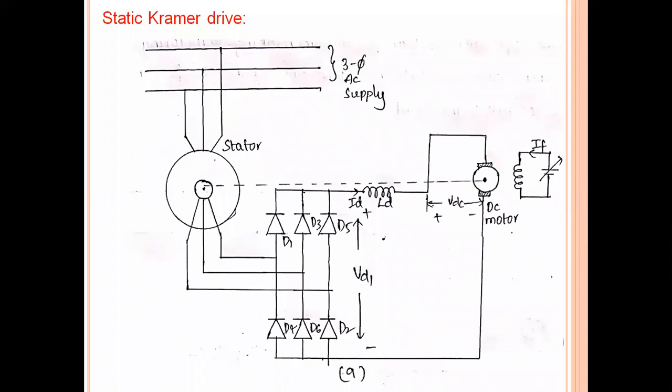Static Kramer drive. So you can see this is the circuit configuration of a static Kramer drive here, and this is the three-phase AC supply, which is given to the wound rotor induction motor. This motor is a wound rotor induction motor. That means the rotor of the induction motor contains slip rings.